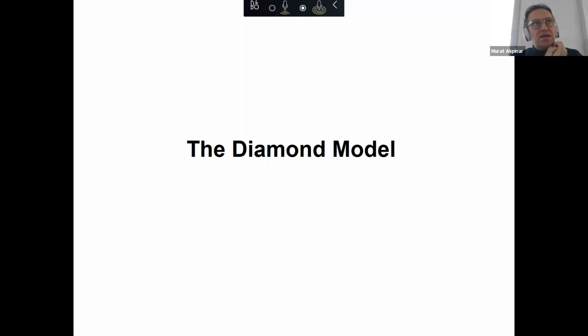We will be using a model called the Diamond Model, by Michael Porter. This model was developed back in 1990, but it has been in use for the last 30 years. Perhaps it is the most commonly used model. And this is the model that you will also be using in your assignments in the future, in your group project and in your individual assignments related to the cases. So that is the model that I will be introducing to you now.